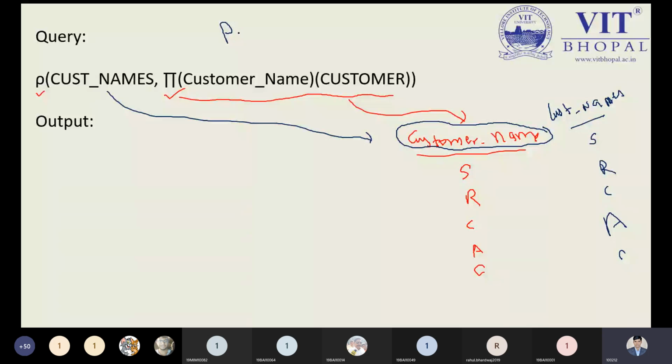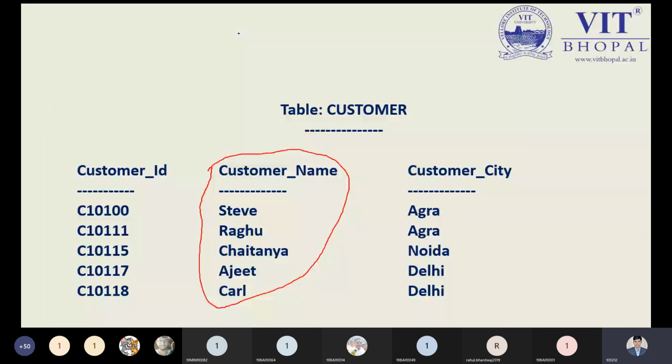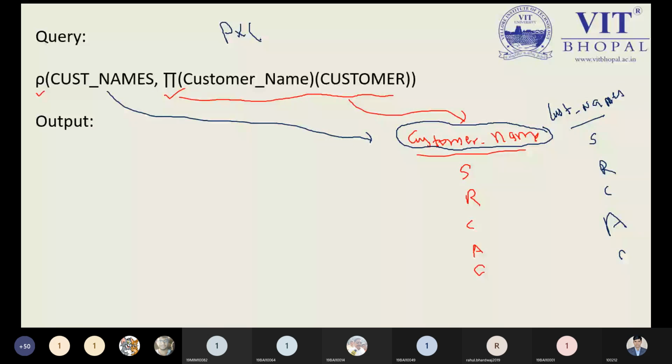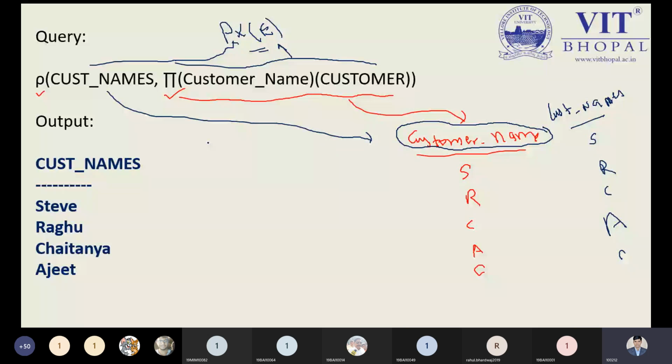Let me go once again to the expression rho X. What do I want to do with the expression? The E means the part I want to display, and that is customer names. This will be my expression, and the name of the attribute I want to give is X, which will be part of this. And this is again a rho, not a P. It is a rho, and the output will be this one only, as I told you.